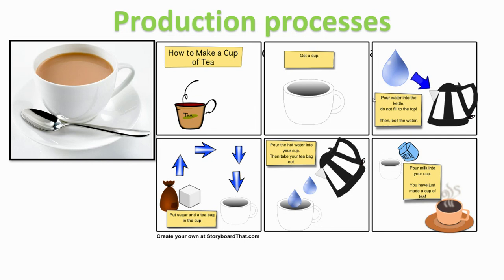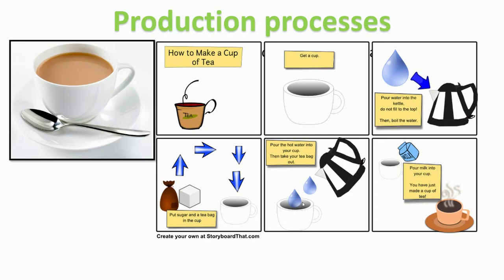You get the cup, you pour the water in, you get your milk, your sugar, and all the rest of it. And you don't do all of those things all at once. You go through one to the next, to the next, and eventually the cup of tea is made. Now that's exactly the same way that we make all products. It's a process that is followed, which results in the finished goods being produced.